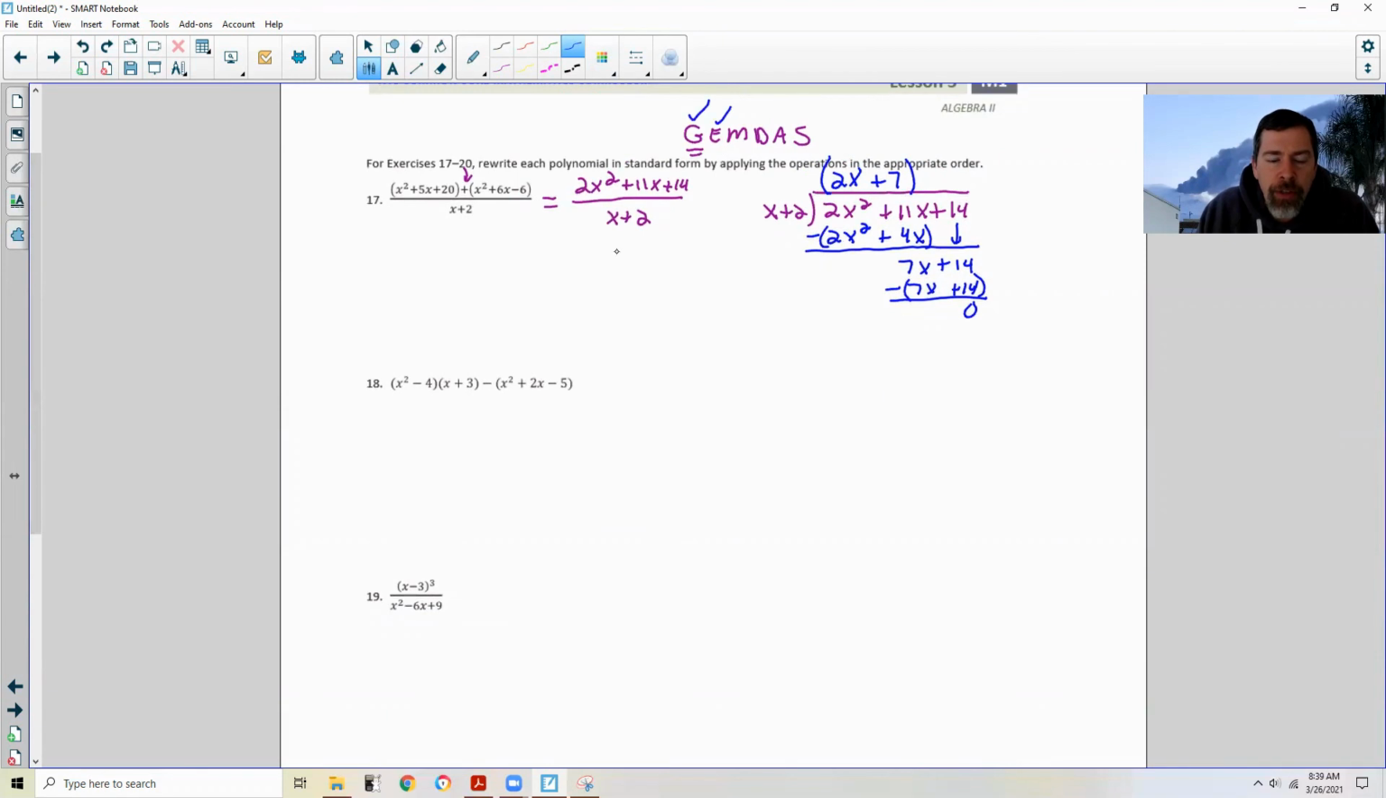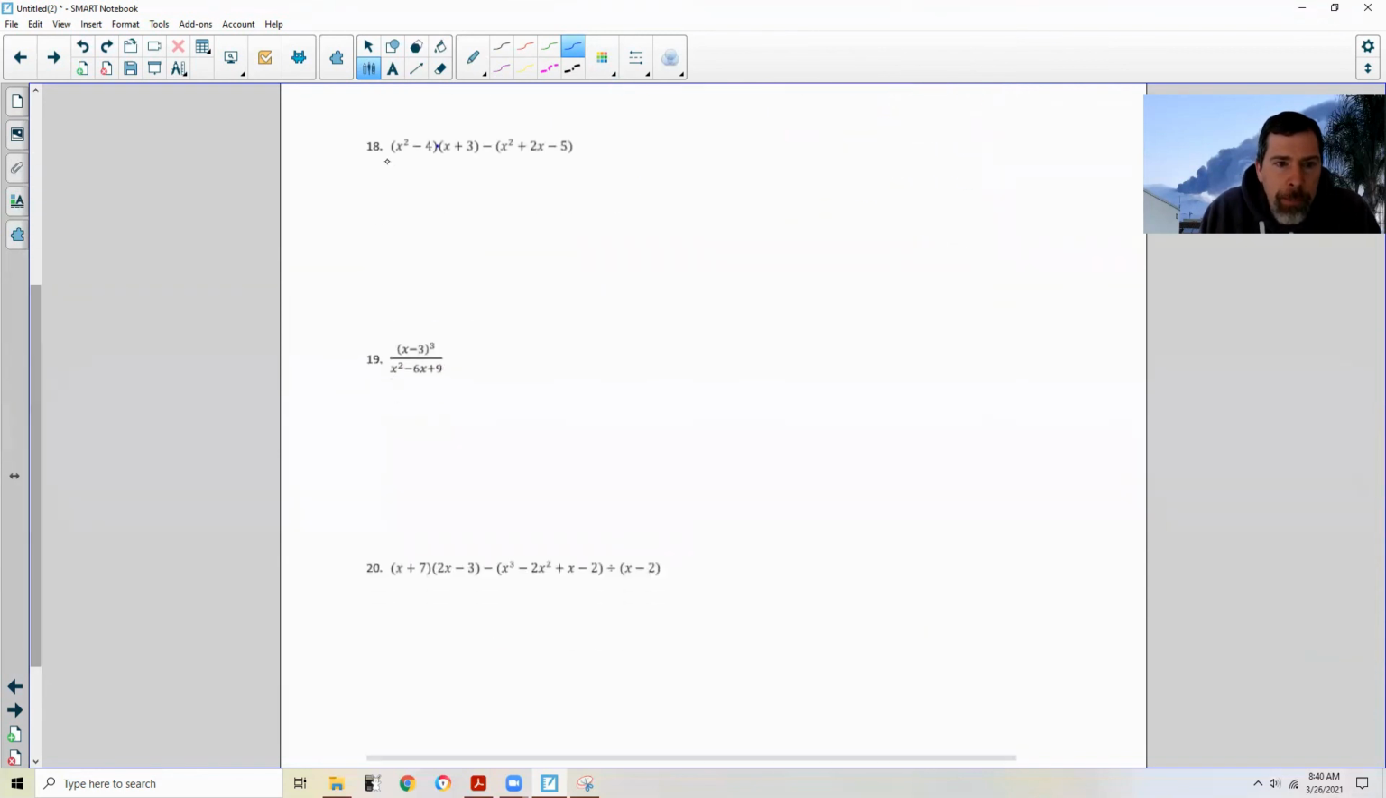There's no exponents outside these groups, if you will, but there is multiplication right here. So we have multiplication and we have subtraction. So we do multiplication first. So we're going to multiply this. x squared times x is x cubed. x squared times 3 is 3x squared. Negative 4 times x is negative 4x. Negative 4 times a positive 3 is negative 12.